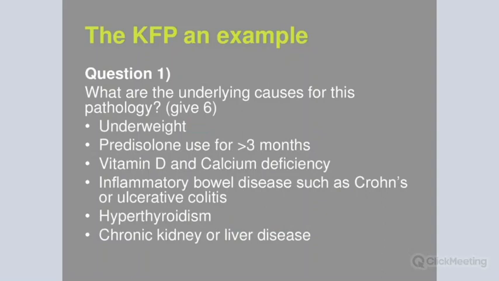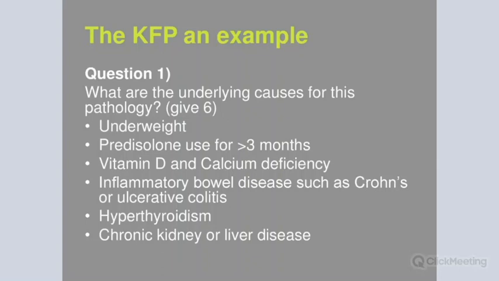All right, so if we've been a little bit more specific, underweight, that probably would score you points. Prednisolone use for greater than 3 months, excellent. Vitamin D and calcium deficiency, excellent. Inflammatory bowel disease such as Crohn's or ulcerative colitis. Hypothyroidism, and we've got the chronic now in kidney or liver disease.